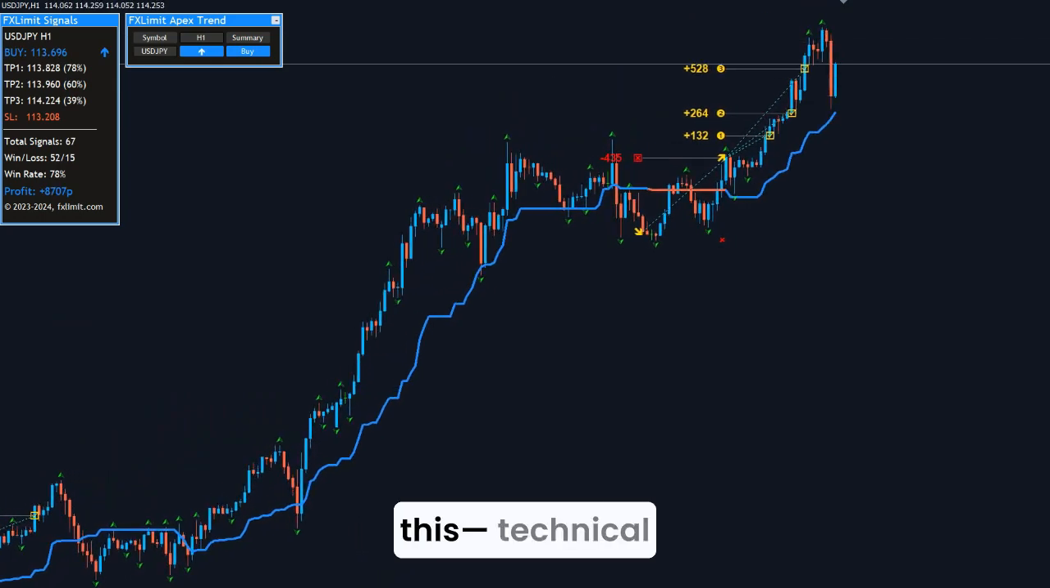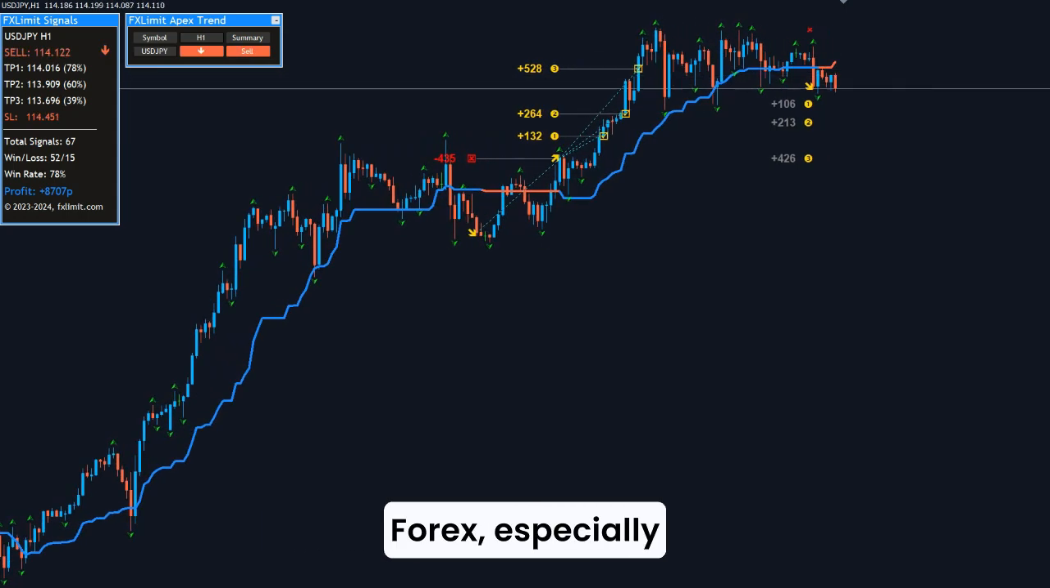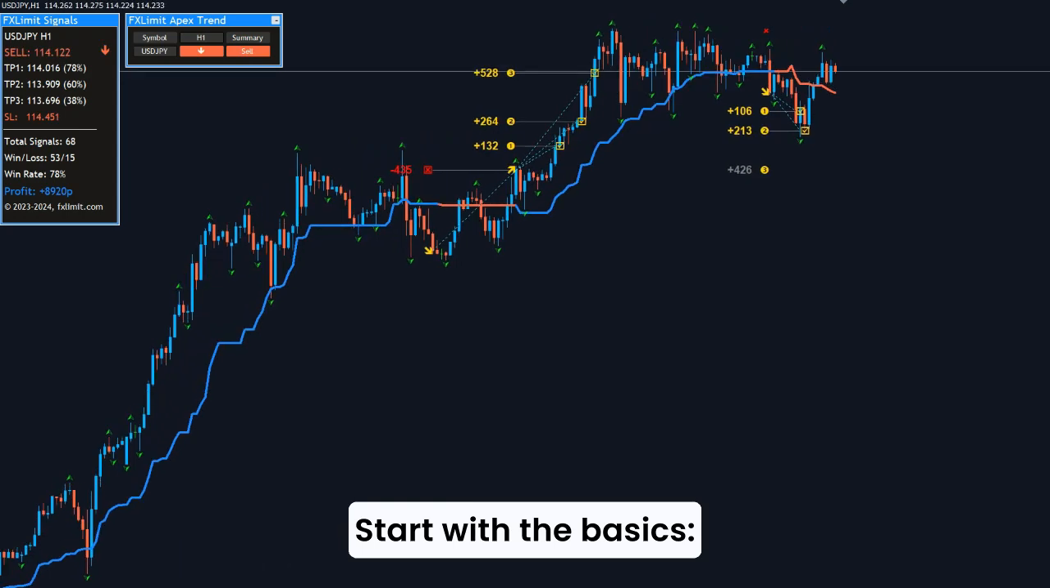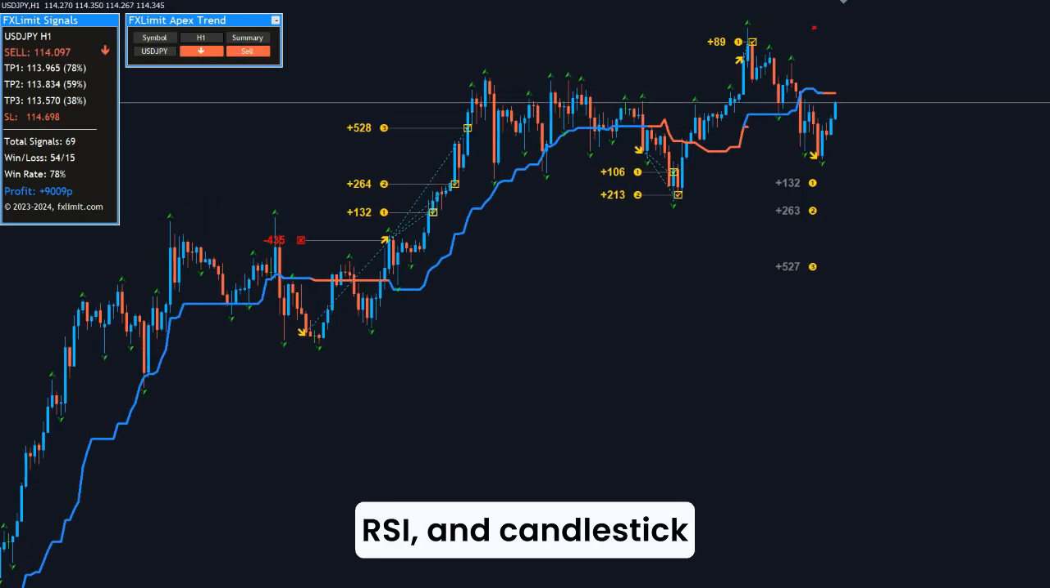The bottom line is this. Technical analysis is your best friend in Forex, especially as a beginner. Start with the basics, support and resistance, moving averages, RSI, and candlestick patterns.